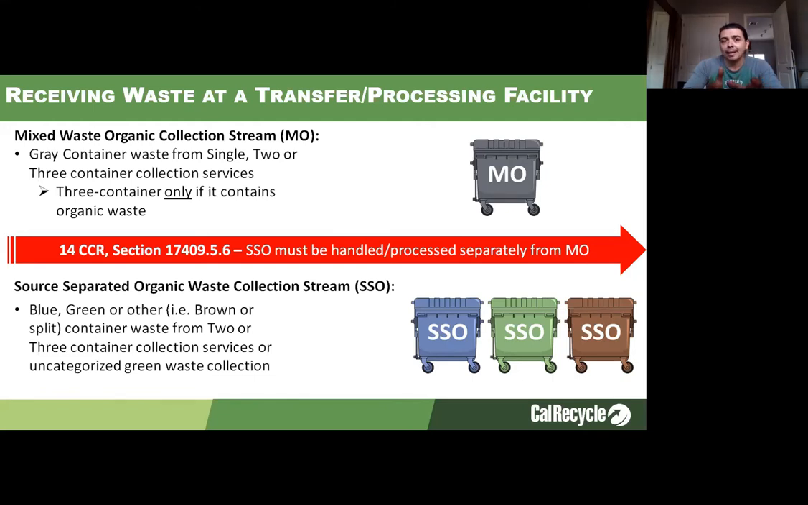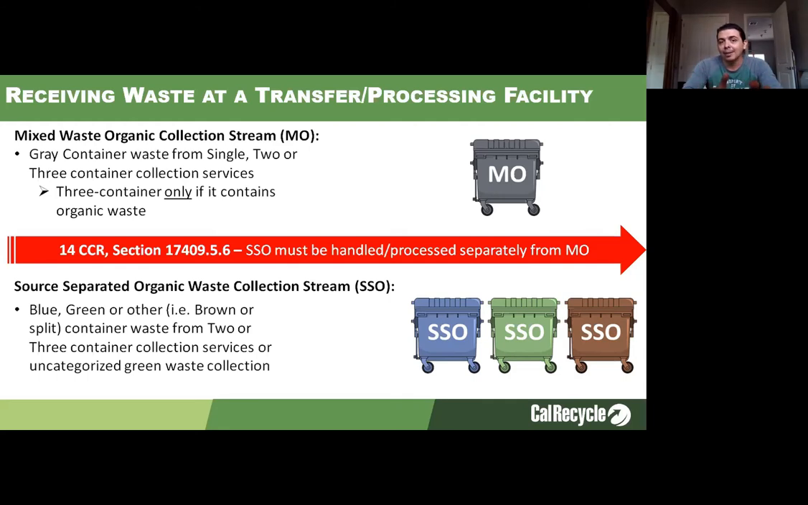And what that means is that all of these gray containers from those single, 2, or 3 container services are required to go to what we call a high diversion organic waste processing facility for that material to be processed. So that's, as Martin saw in the beginning, that facility that meets that 50 or 75% recovery efficiency. So these containers as mixed waste have to go to those types of facilities for processing.